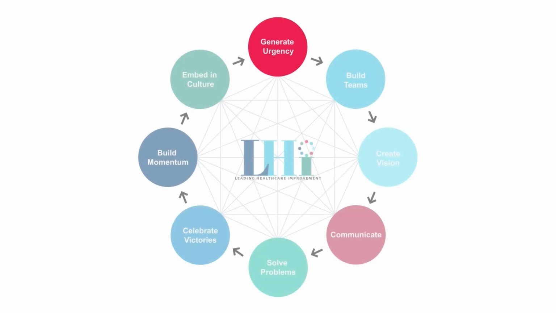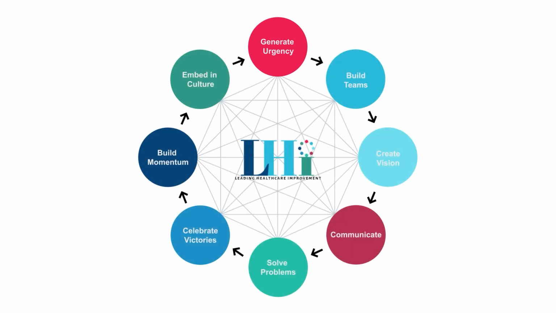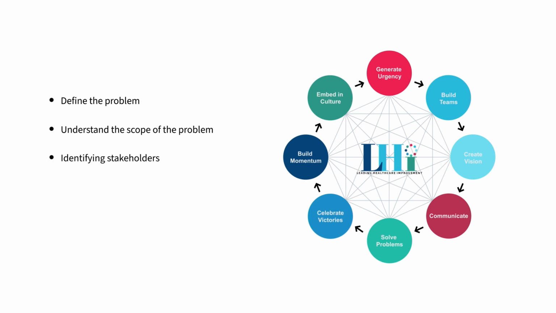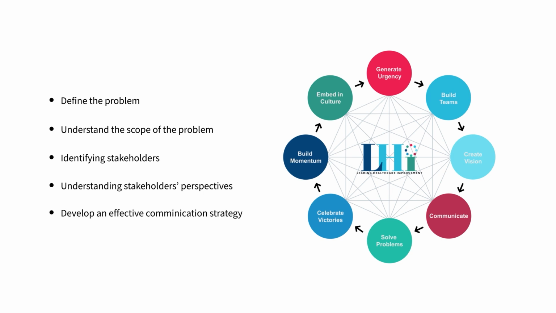Today, we have discussed how to generate urgency by defining the problem that you want to solve, identifying stakeholders, and communicating urgency to stakeholders. Defining the problem that your project aspires to solve is an important first step. Once you understand the scope of the problem, identifying stakeholders who may be impacted by the problem, as well as who may be invested in working toward a solution, is essential. Understanding stakeholders' perspectives can help you develop an effective communication strategy for generating urgency.